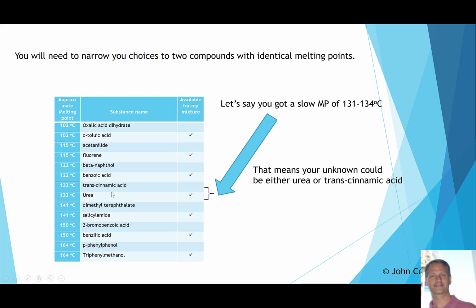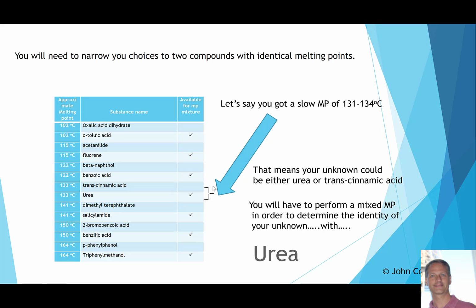And for this choice of these two, the only one that's available for you to do a mixed melting point with would be urea. So we do a mixed melting point with urea. Now, why do we do a mixed melting point? So let's talk about that for a second.